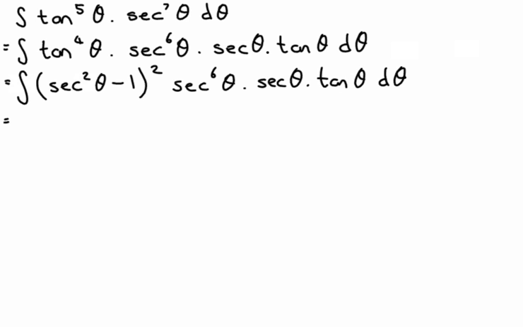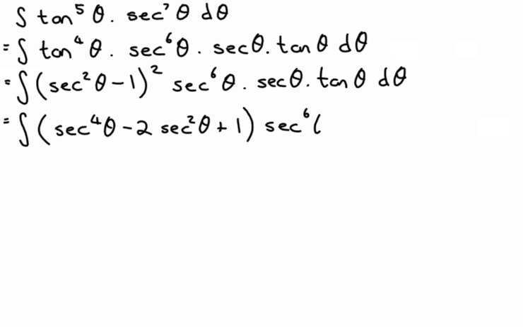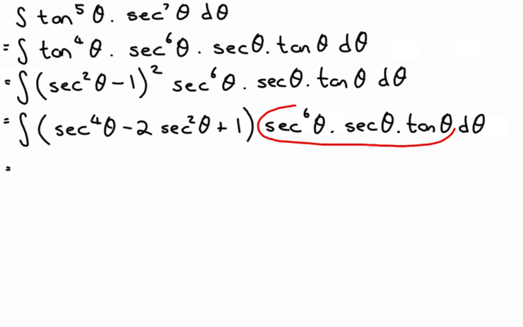Okay, again, we need to square this out, so I'm going to find the integral. We square that out, so it's sec to the power of 4 theta minus 2 sec squared theta plus 1, times by sec to the power of 6 theta times sec theta tan theta with respect to theta. Alright, everything gets timesed in again. All of that gets timesed by all 3 terms.